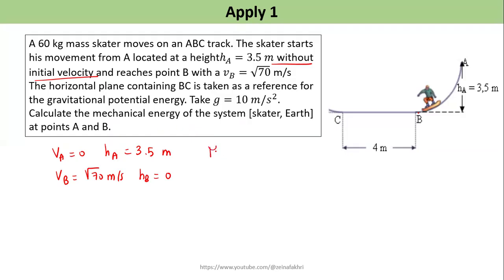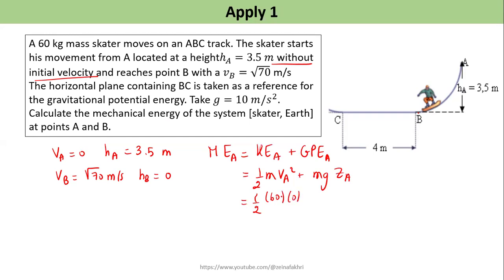We have ME at the point A is equal to KE at the point A plus GPE at the point A. Which means it's equal to half m VA square plus m g height A. Now A is above the reference, so we can directly put its height. So it's half, the mass is equal to 60, and VA is 0, which means that this is all equal to 0 plus 60 multiplied by 10 multiplied by 3.5. So the answer will be 2,100 joules.